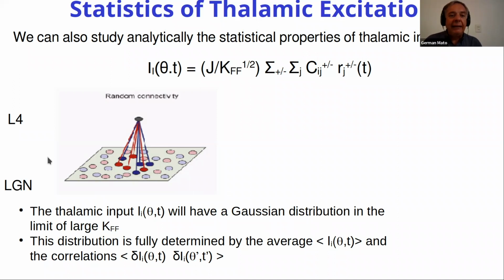this quantity I will be a random variable because these Cij's are random variables. Now, what will be the distribution of this quantity? Well, the thalamic input will have a Gaussian distribution in the limit of large KFF. This is simply because of the central limit theorem. This distribution is fully determined by the average and the correlations because it's a Gaussian variable.